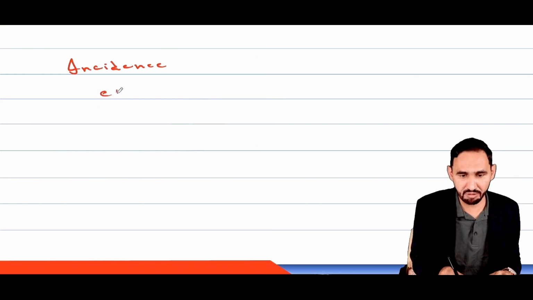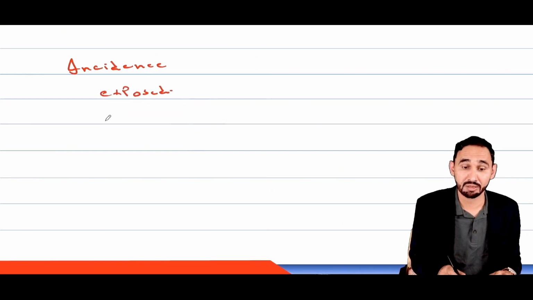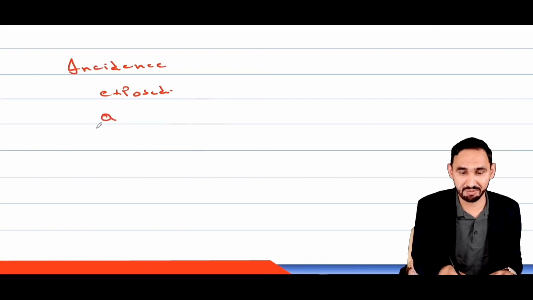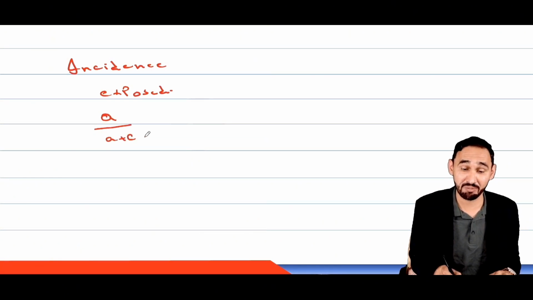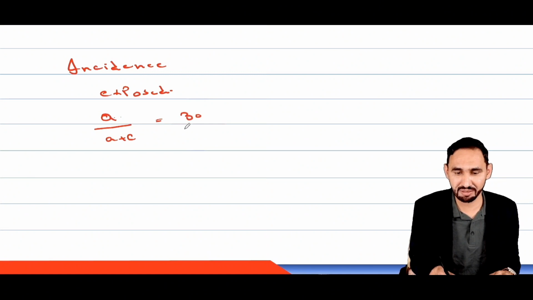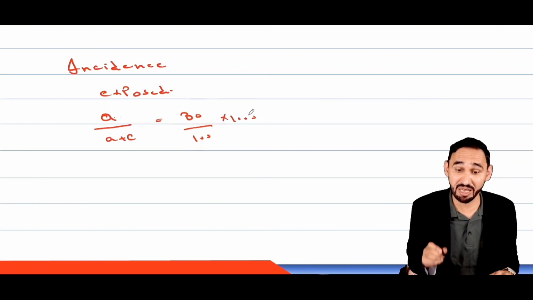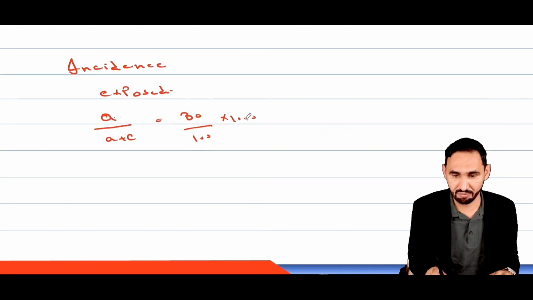Incidence among exposed. A total of 30 exposed people develop lung cancer. So A were exposed cases. The total number of exposed is A plus B. A cases are those who are diseased. 30 people develop lung cancer out of 100. How will we calculate incidence? We'll multiply this by 1000. Always remember, the multiplier of incidence is 1000. What will be our answer? 300 per 1000.